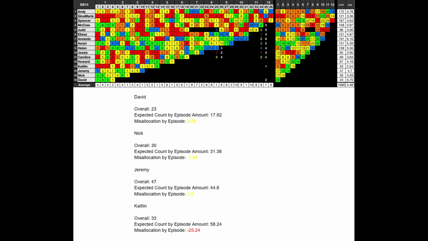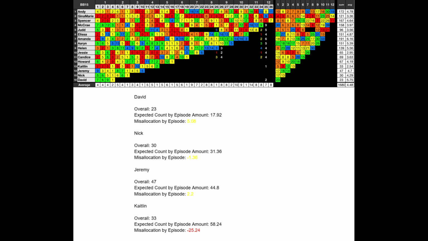David got 23 diary rooms in this season, and his expected count by episode amount is 17.92, meaning that he has a 5.08 misallocation, so he's in the perfect range. Nick has 30 diary rooms, and his expected count by episode amount is 31.36, meaning that he is in a negative 1.36 misallocation, but he's still in a very, very good range pertaining the average balance. Jeremy has 47 diary rooms, and his expected count is 44.8, meaning that he has 2.2 more diary rooms than needed, but he's still very close to having the average.